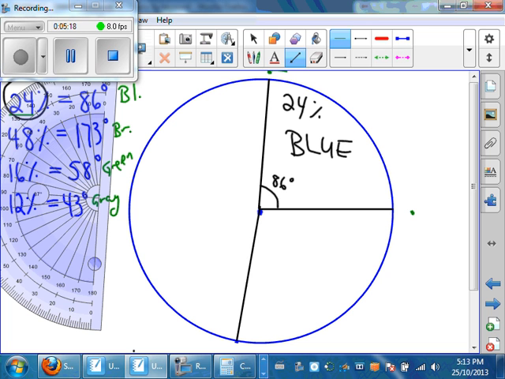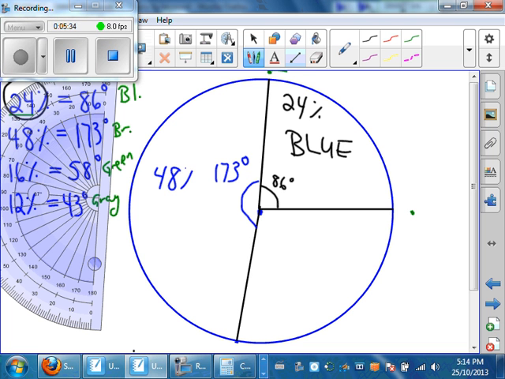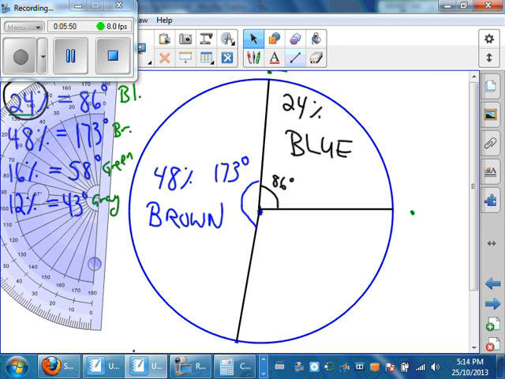And what I can say now is that this section here has an angle of 173 degrees, and that represents 48% of the circle, and 48% of the students have brown eyes. And as you can see, this is 48%. That's very close to 50%, and we're almost at half the circle there, but not quite. So this is a fairly accurate measurement.